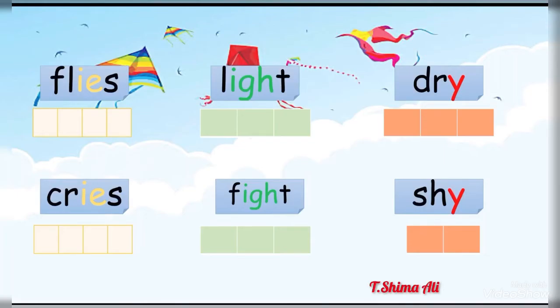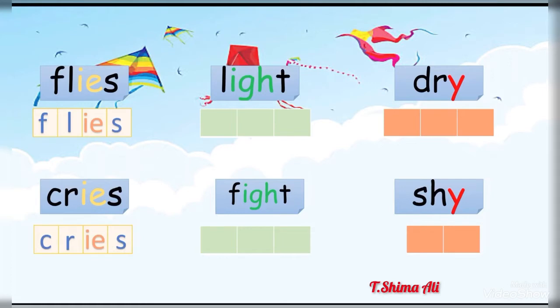Now let's hear. We have words, we are going to segment them into sounds. Number one, we have flies. Flies, how do we segment it? Look at the sounds. First, we have F, then I, then S. So the I comes together as one sound. Okay, we write it like one sound. Look at number two, cries. So we write k, r, then I as one sound, s.